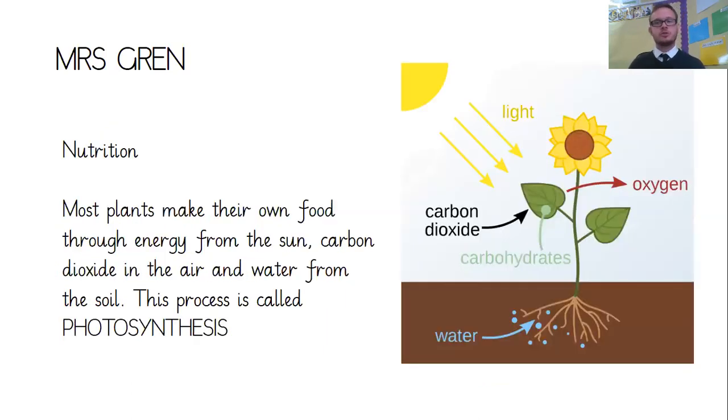And then the last one is nutrition. And amazingly, most plants make their own food through the energy of the sun, carbon dioxide in the air, and the water from the soil. And this is called photosynthesis. Now, we'll do an entire lesson on photosynthesis later on, but this is how plants get their nutrition.